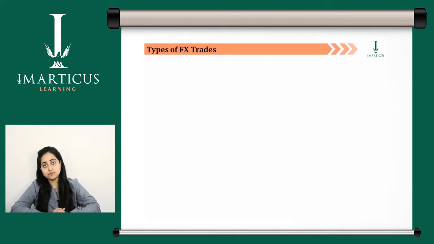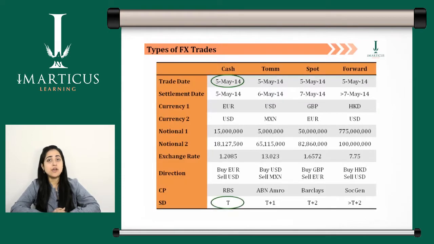FX cash. This is a transaction where the trade is agreed and settled on the same date, that is, settlement date or SD for short is equal to the trade date or TD for short. In other words, the two parties agree to trade on a particular date and exchange the two currencies on the same day. FX term is a transaction where the trade is agreed but settled on the next date, that is, SD is equal to TD plus 1. In other words, the two parties agree the trade on a particular date and exchange the two currencies the next business day.